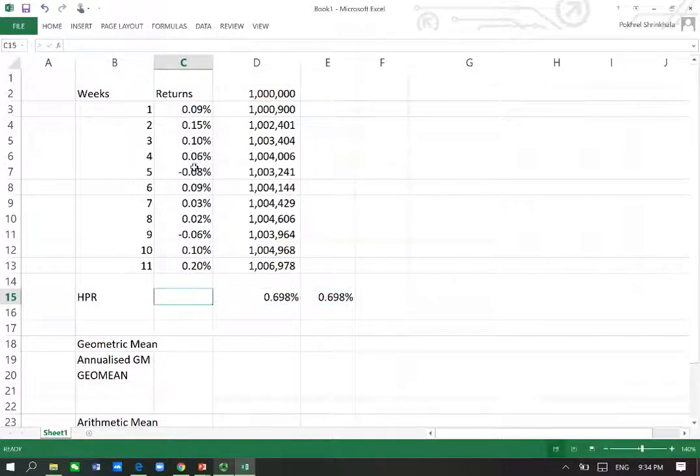Now for this we just used two values, but we can also use these weekly returns to get the same by applying the product function, which is simply to say 1 plus rate of return in week 1 times 1 plus rate of return in week 2 times 1 plus rate of return in week 3, and so on all the way to week 11, take away 1, which is equal. In Excel there's a function called product which allows you to multiply them.